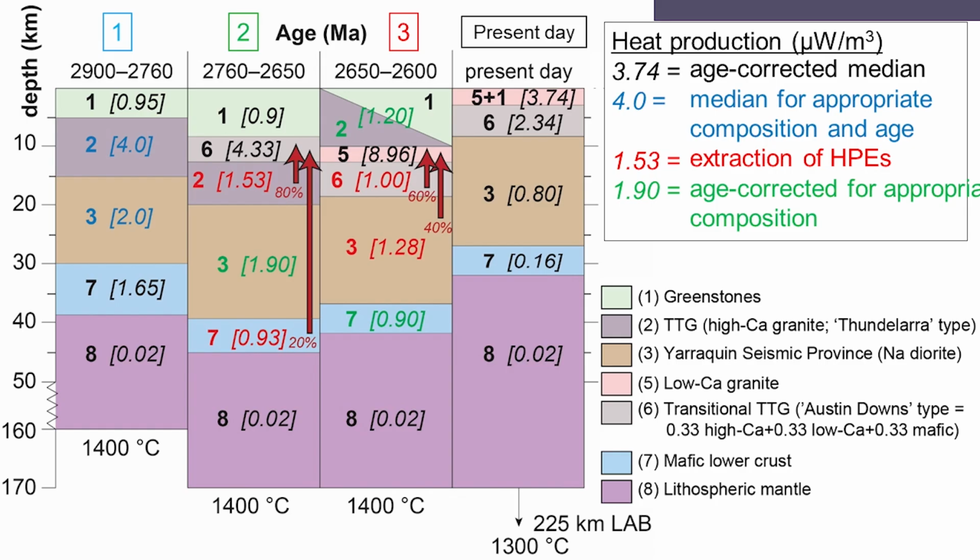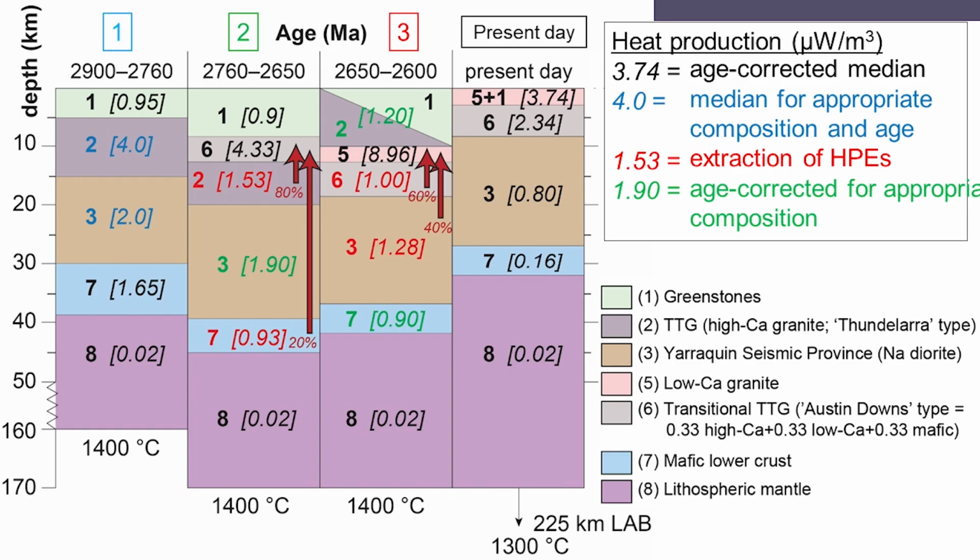Okay. So model 2 represents this next major reconfiguration of heat production where we've got the final deposition of greenstones, we've got the intrusion of high calcium granites, this Austin Downs type lithology, which is in reality a mix. We've got then underlain by the older TTGs and so on. A bit of crustal thickening there associated with Yilgarn orogeny. But that's what that's showing.